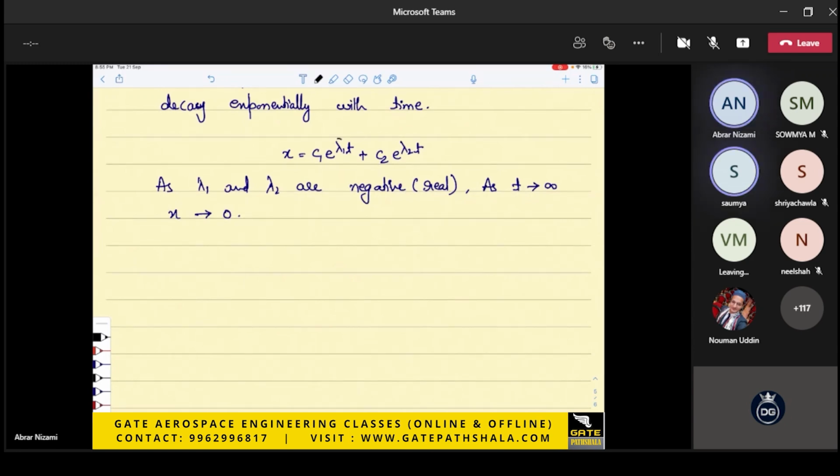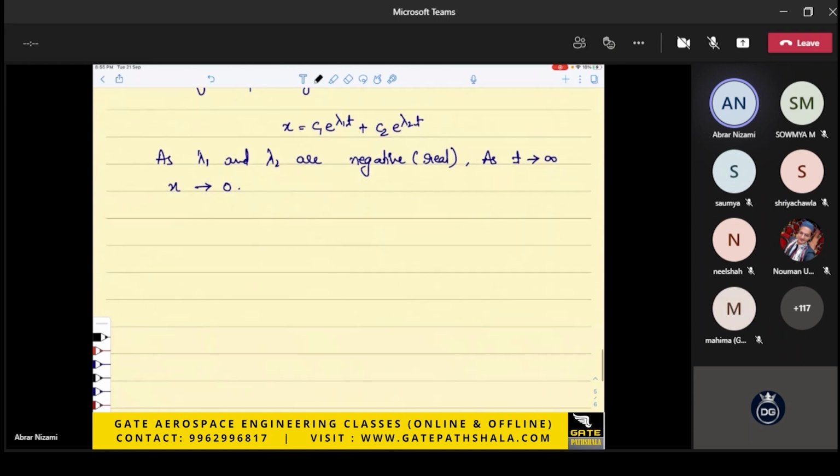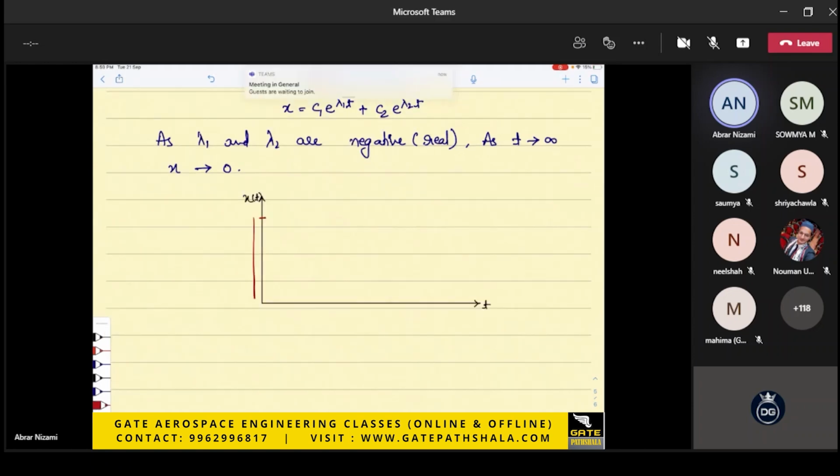Agree? Both lambda 1 and lambda 2 are negative. So as the time increases, the amplitude will decrease. So here it is not going to execute any type of oscillation. Anyways, you mark this as x0.